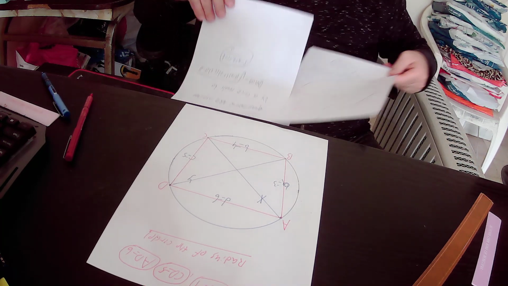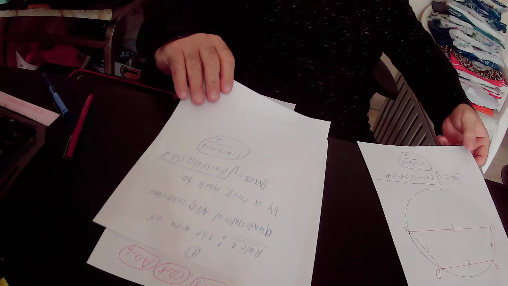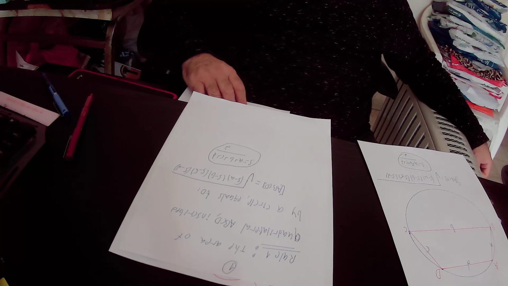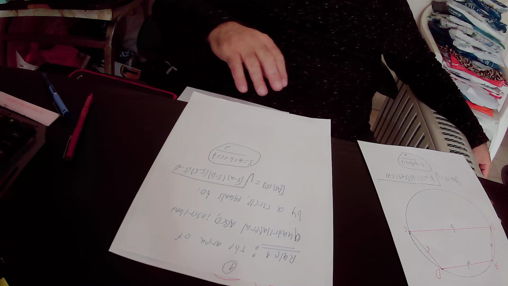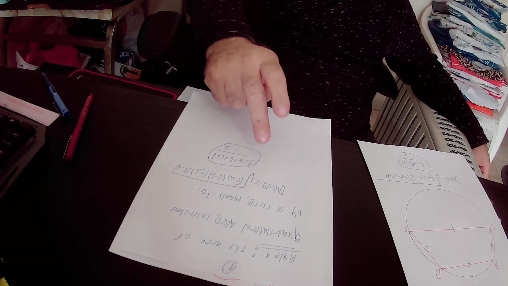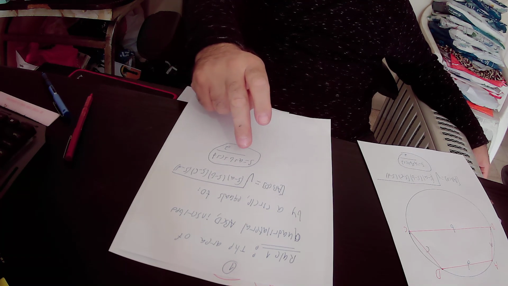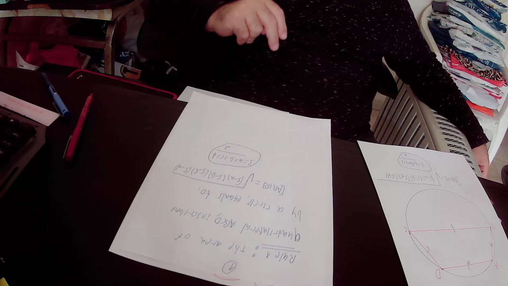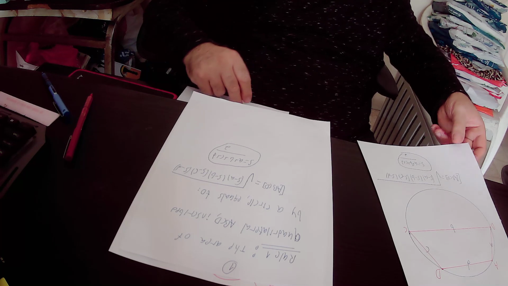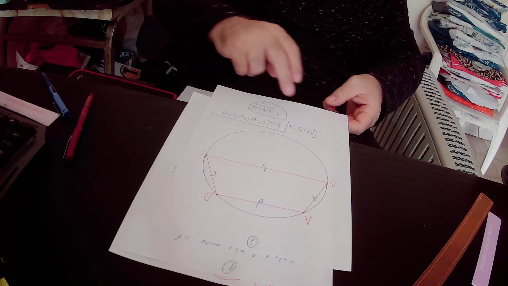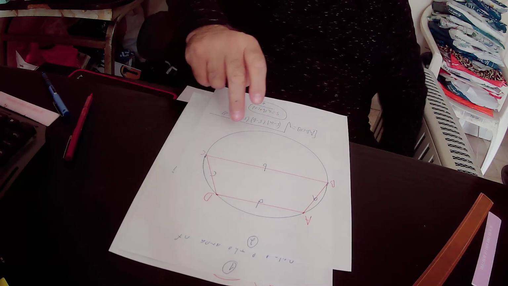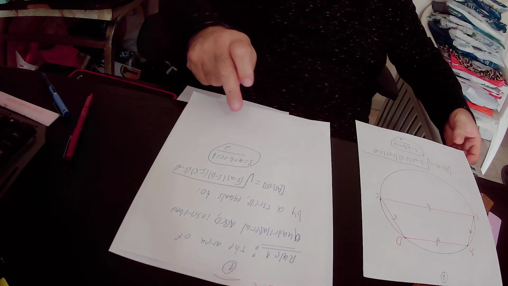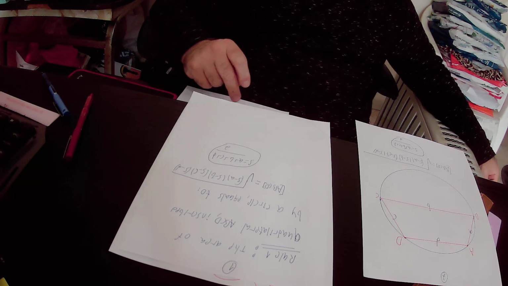We have rule number 1, which states that the area of quadrilateral ABCD inscribed in a circle equals the square root of (S minus A) times (S minus B) times (S minus C) times (S minus D), when A, B, C, and D are the lengths of the quadrilateral's sides, and S equals (A plus B plus C plus D) over 2.